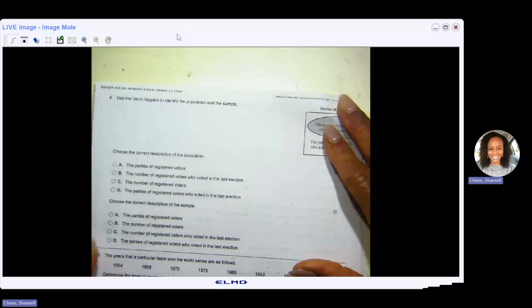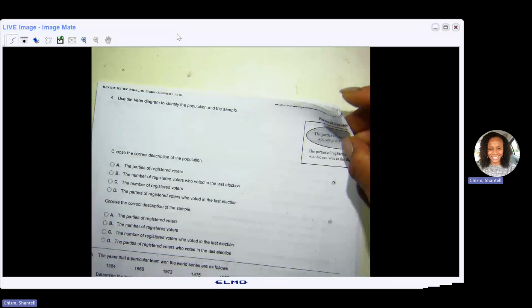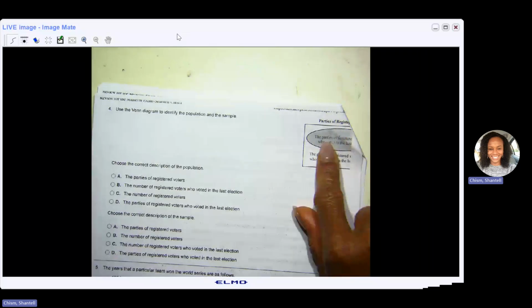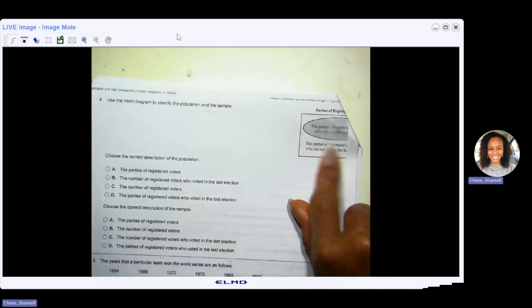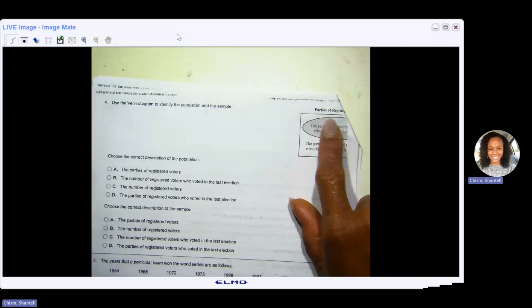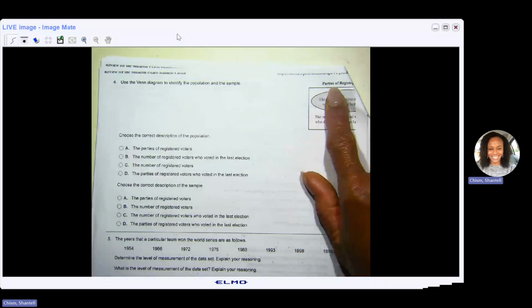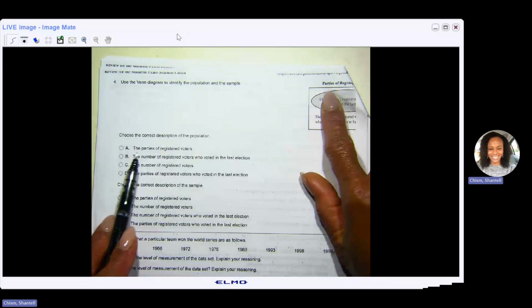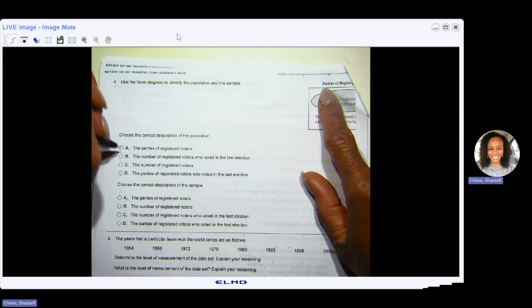Still in module 1, look at number 4. It says use the Venn diagram to identify the population and the sample. Now the picture got cut a little bit, but this is parties of registered voters. That's the population. And then within the population, you've got a subset, or sample, in this circle. And even this is a sample as well, but we're going to be focused on naming the sample that is within the gray oval. So the actual population is parties of registered voters, keyword parties. You don't want to accidentally choose the one that says number, because that says parties. So that would be A.